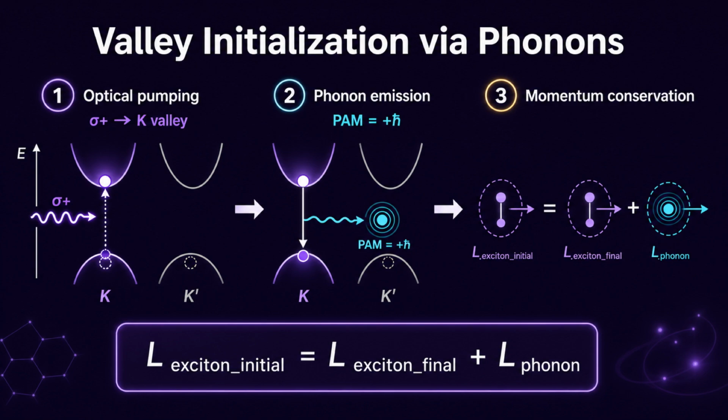Valley initialization can be achieved through phonon-assisted processes. Sigma plus optical pumping creates K-valley excitons. During relaxation, these excitons emit chiral phonons carrying PAM equals plus h-bar. Momentum conservation ensures the total angular momentum is preserved. This provides a mechanism for initializing valley states with specific chirality.